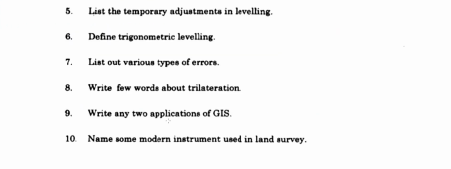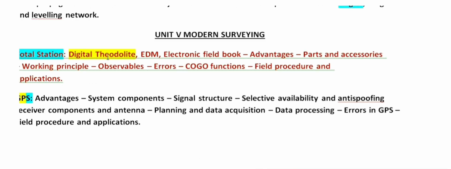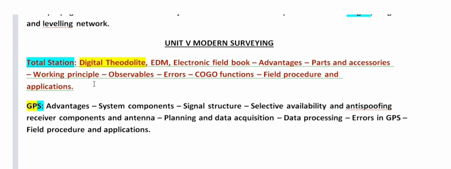In the fifth unit we have the 9th and 10th questions, geographic information system. It belongs to the second part, it seems. The 10th question is: name some modern instruments used in land survey. And the answer is theodolite, prismatic compass, total station, GPS, transit, tripod.